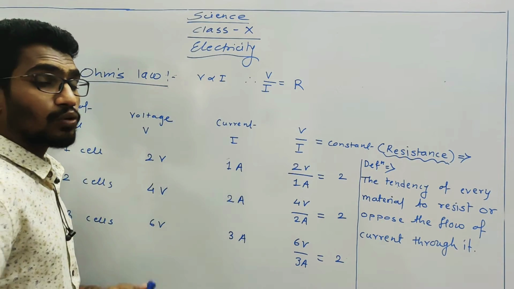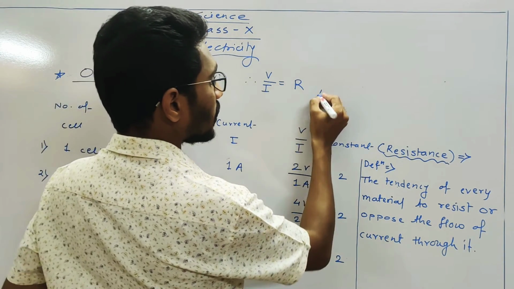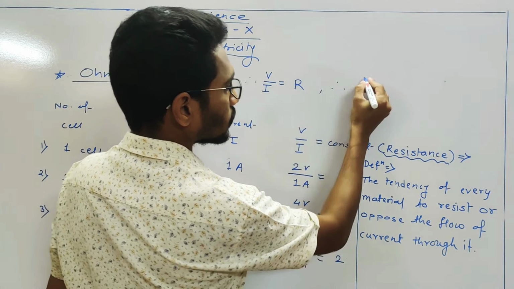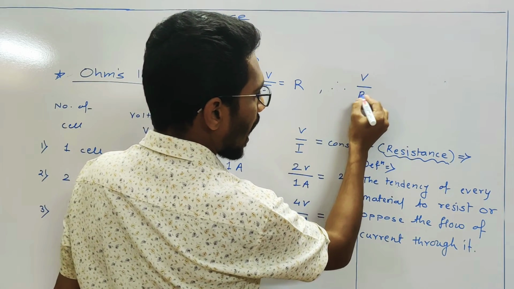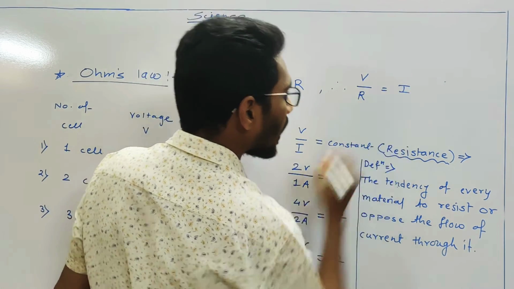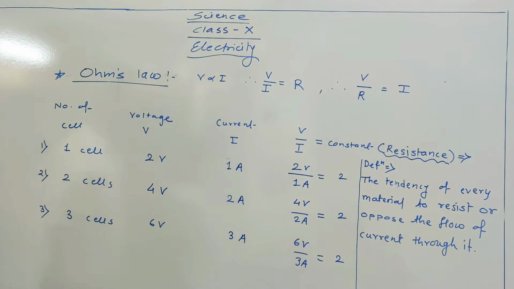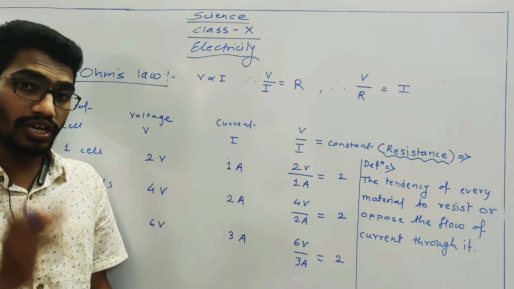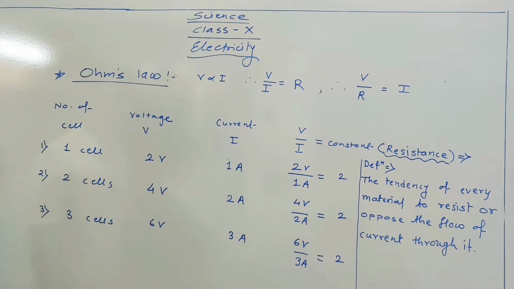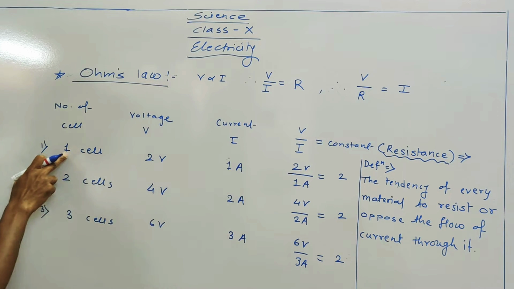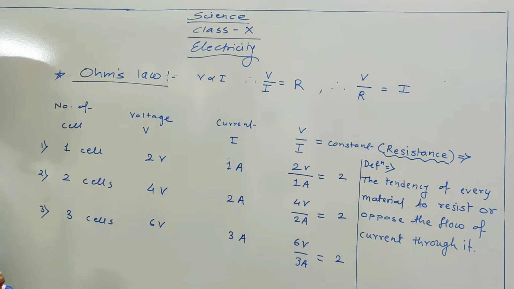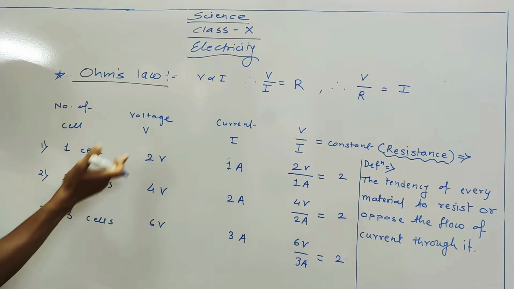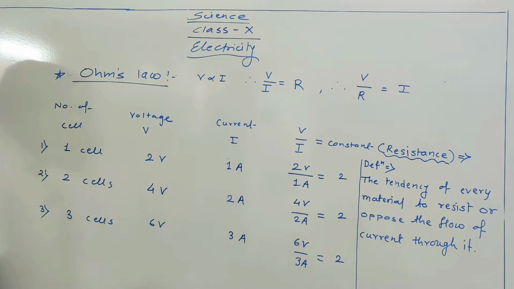Actually, you must write down the formula in this way. Therefore, V by R is equal to I. So mathematically it is the same, but what will its meaning be? Okay, just listen. By connecting the number of cells, we can change the potential difference.